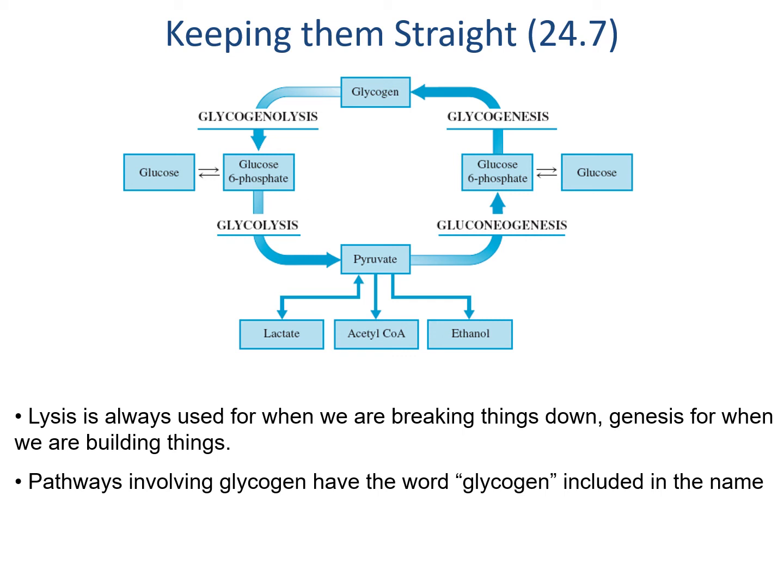Three things that may be helpful. 1. Every catabolic pathway has lysis as part of its name. Remember that these are the pathways that go from large to small. 2. Every anabolic pathway has genesis as part of its name. Remember that anabolic is small to large. And 3. Every pathway that involves glycogen has glycogen as part of its name. This can help at least a little bit.